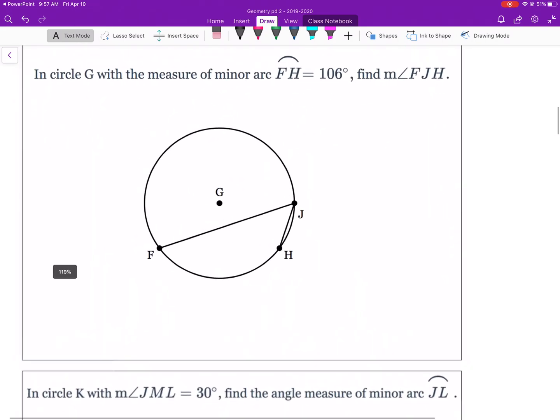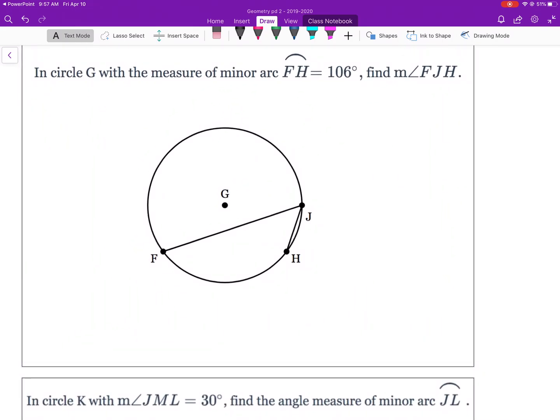All right, the next one. In circle G, with the measure of minor arc FH. So FH, let's look at that arc there. That's what they gave us. That's 106 degrees.